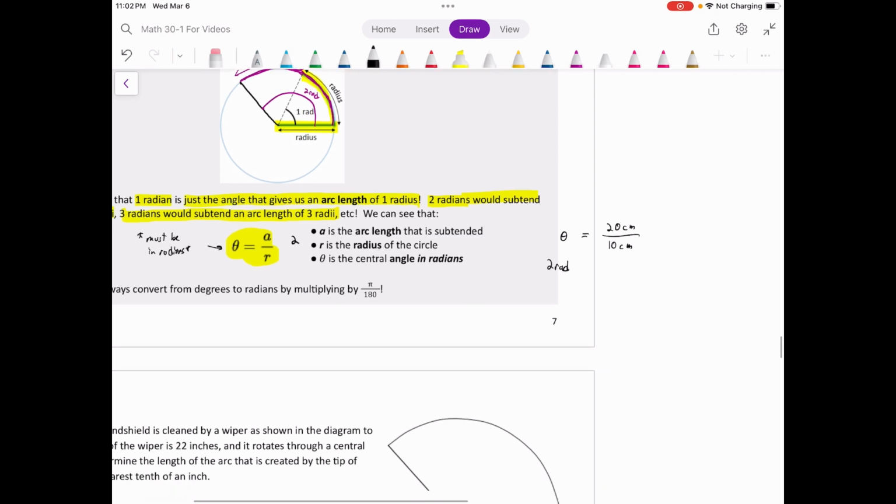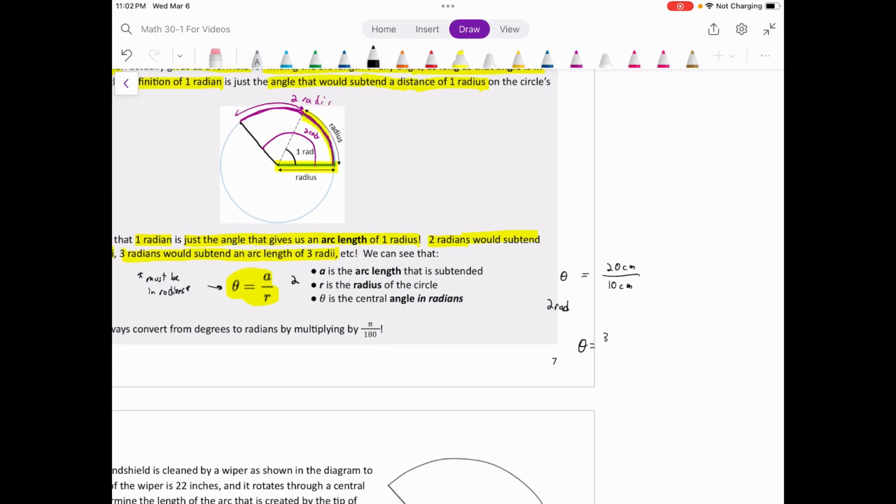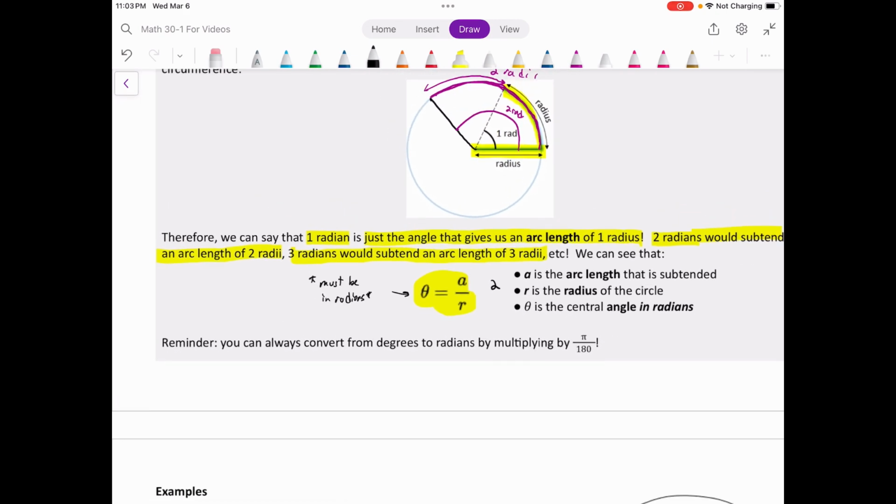If our arc is now 3 radii long, 30 centimeters, the radius of the circle hasn't changed. We've just moved through a bigger arc length, right? And so now we've gone through an angle of 3 radians, and on and on. So this is really just using the definition of the radian. How big is your arc in terms of the number of radii? Another way to look at this, we're dividing by radii. So how many radii fit into the arc length that's been subtended? And that tells you how many radians you've rotated through.